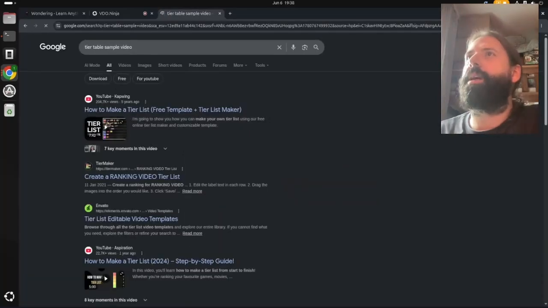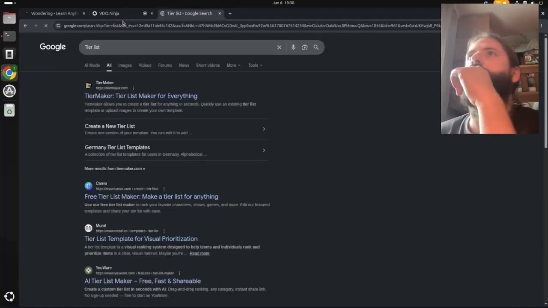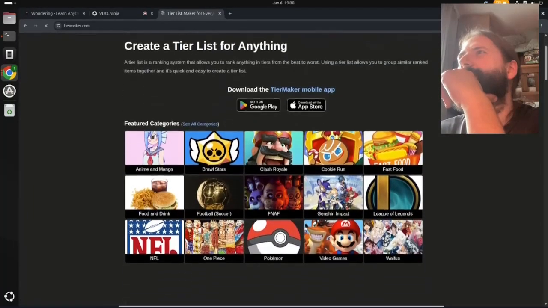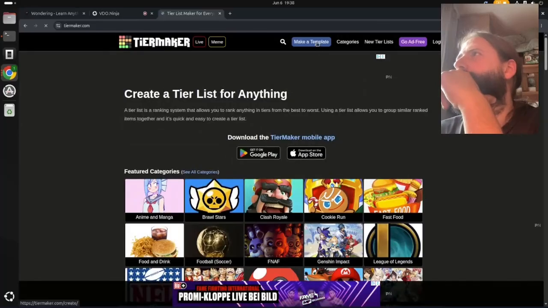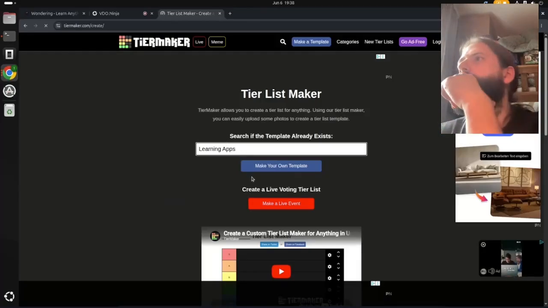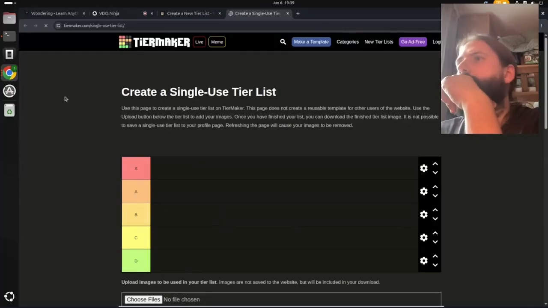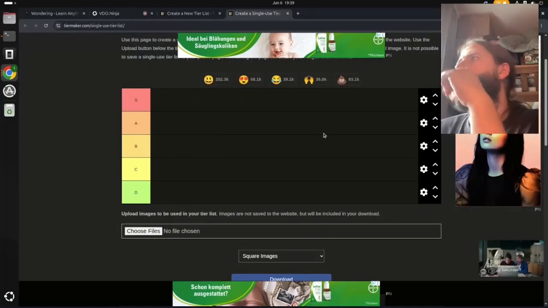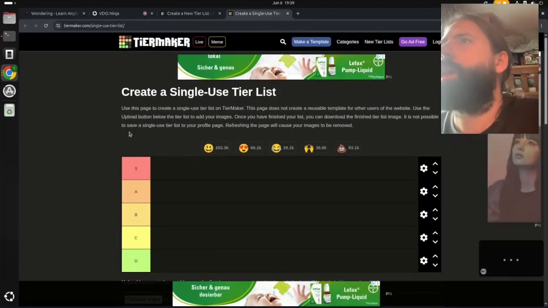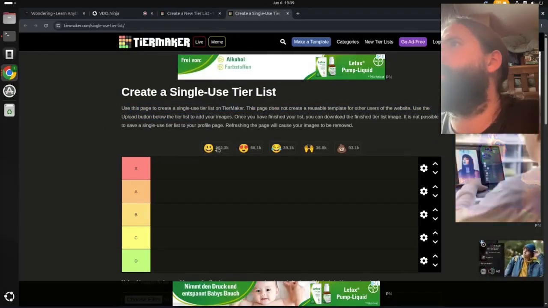There is this tier list. Yeah, tier list. Okay, there's an actual app you can use for these. Tier list. Make a template. Learning apps. Create single use template. Okay, I'll prepare that. I can actually have a single tier use list and tier marker spaces and create usable templates.